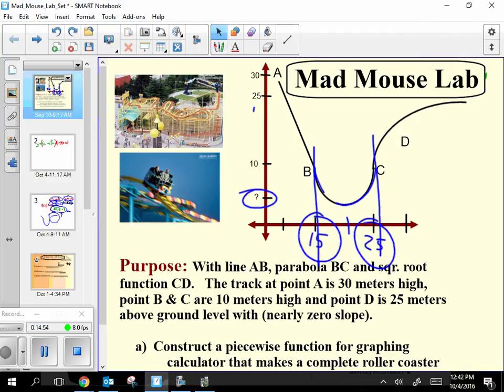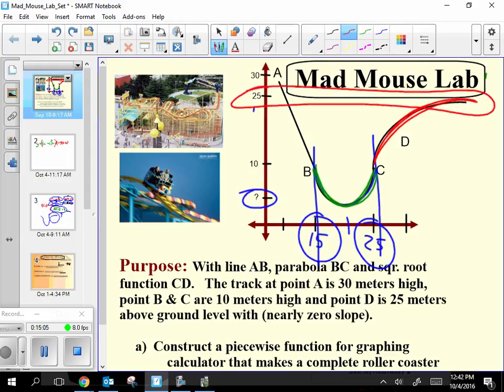Then, once you've got your little parabola done, you'll need to do the same thing. Find a square root that touches it perfectly. But it's got rules. It has to end at 25. The height at the end has to be 25. So you stretch that thing until it ends up at the height that you want it to be. If it starts out like this, you just have to stretch it up. Do a vertical stretch until it hits just where you want it to.